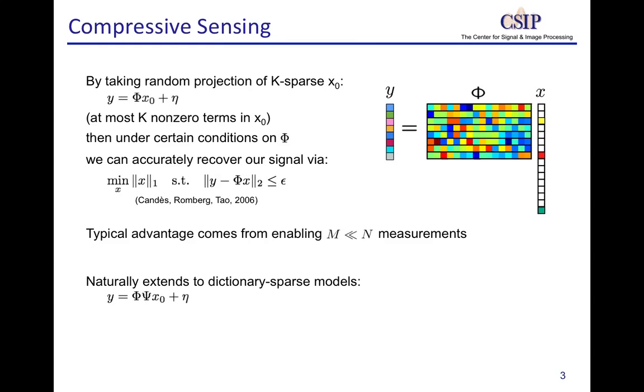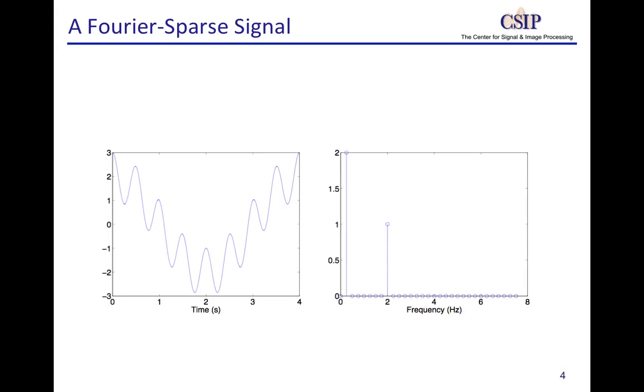And this naturally extends to dictionary sparse models, so we don't need x to be literally sparse as long as it's sparse in some basis. So what does that look like, for example? This is a signal that is sparse in the Fourier domain. As long as we have a signal which is sparse in some known basis, it doesn't have to be the Fourier, then we can recover it using this type of approach.